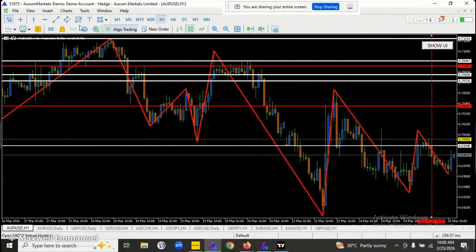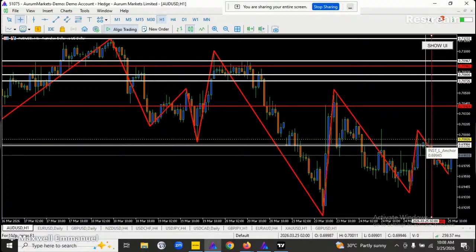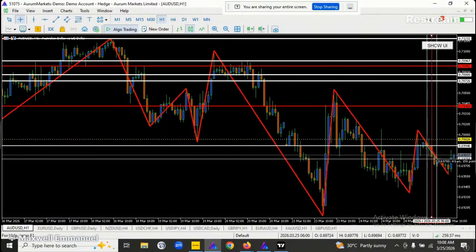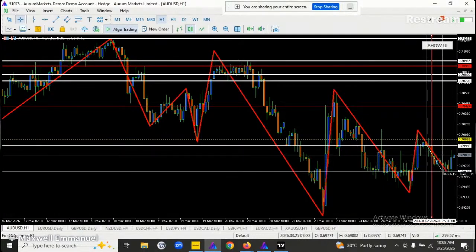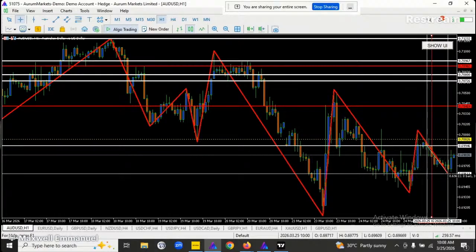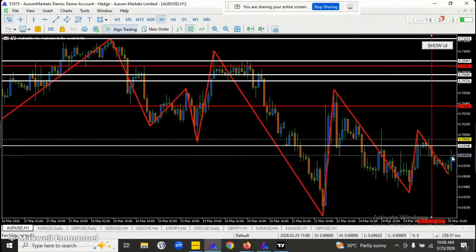Let me see the number of pips from this point. The news was released at 1:30, which should be 3 on the chart. So the news was released at this point, and it was negative for Australian dollar USD, so price dropped. I think it did up to 30 pips. Yeah, 30 pips. And now it is buying. Australian dollar USD is buying right now.